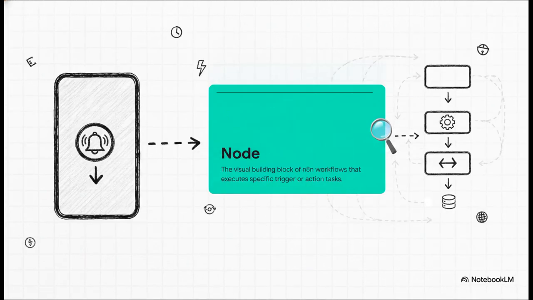Now, zooming in a bit closer, we arrive at the literal worker bee of the n8n ecosystem, the node. A node is the fundamental visual building block of n8n. It's the entity that actually handles passing the data and executing specific tasks. You can think of every single node as having a very specific job to do. It's either waiting and listening for a trigger event to happen, or it's performing a specific action.